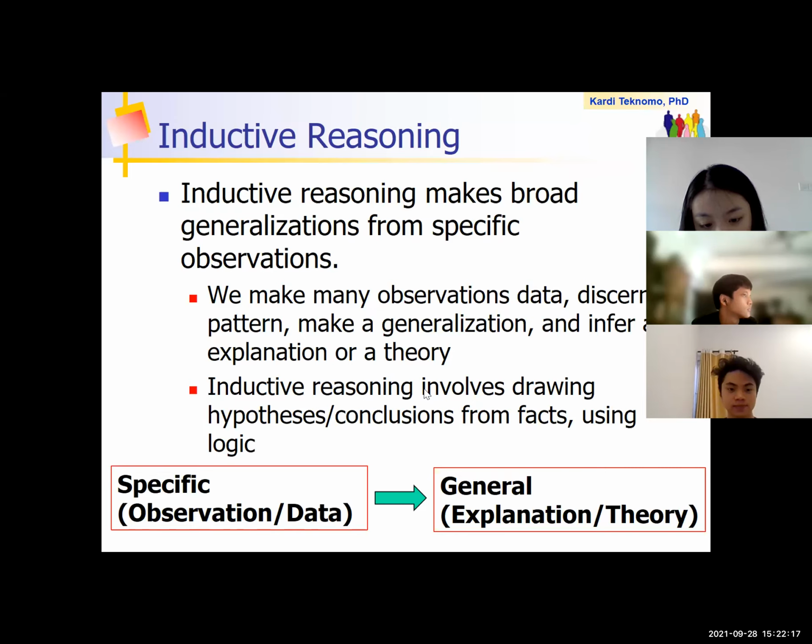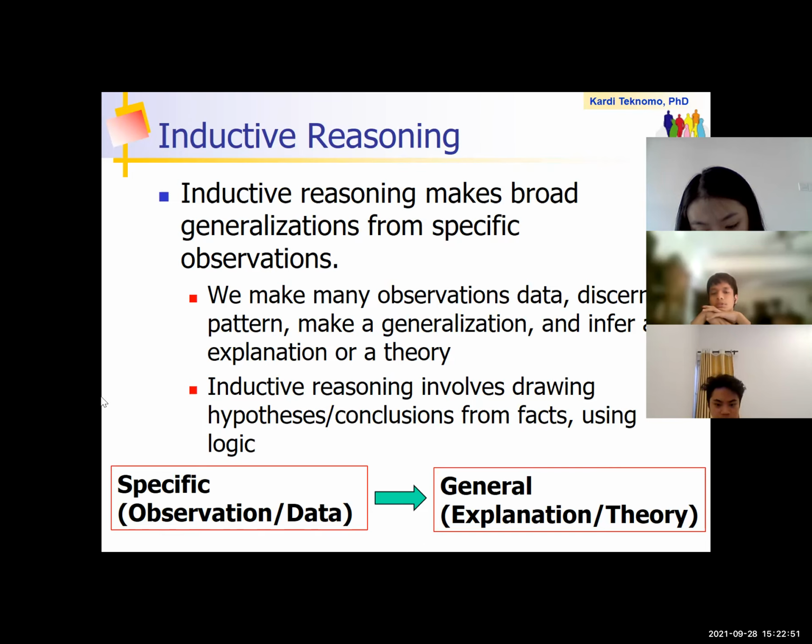Okay, it's the other way around. Inductive reasoning. Inductive reasoning makes broad generalizations from specific observations. You start from the observation, from the data, and then you generalize it. You create a hypothesis, you create a theory, or some certain conclusion based on that.